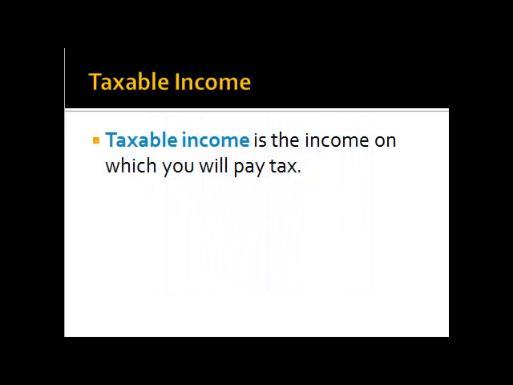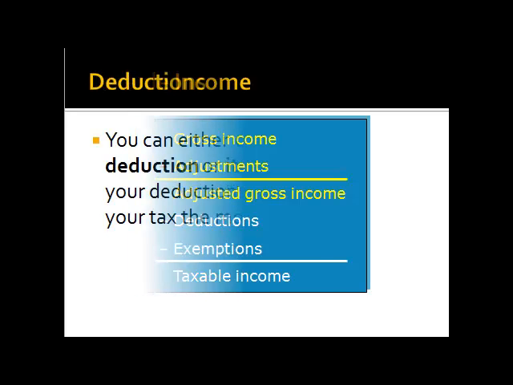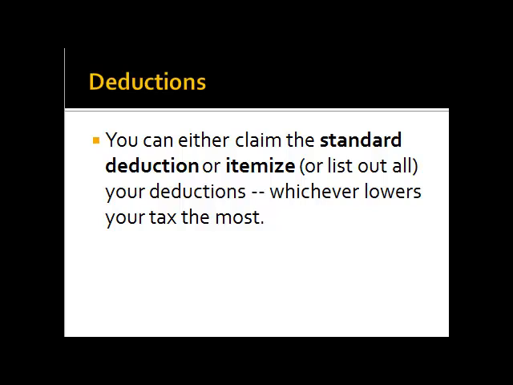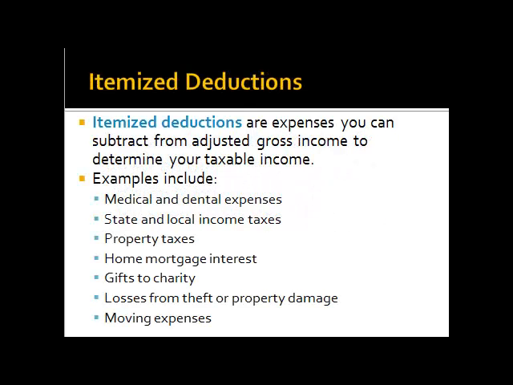Taxable income is the income on which you will pay tax. Taxable income is your adjusted gross income minus deductions and exemptions. You can either claim the standard deduction or itemized deductions, which means you list them all out, whichever lowers your tax the most. The standard deduction is a fixed dollar amount that reduces the income you're taxed on. This amount changes each year. Itemized deductions are expenses that you can subtract from adjusted gross income to determine your taxable income.